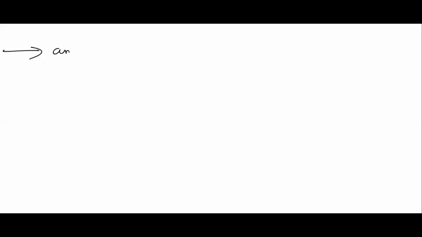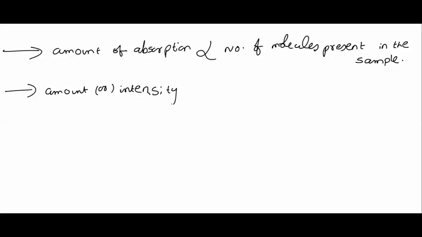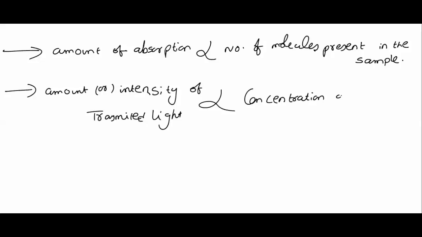Here the amount of absorption is directly proportional to the number of molecules present in the sample, and the amount or intensity of transmitted light is directly proportional to the concentration of the material. Okay, that's it.